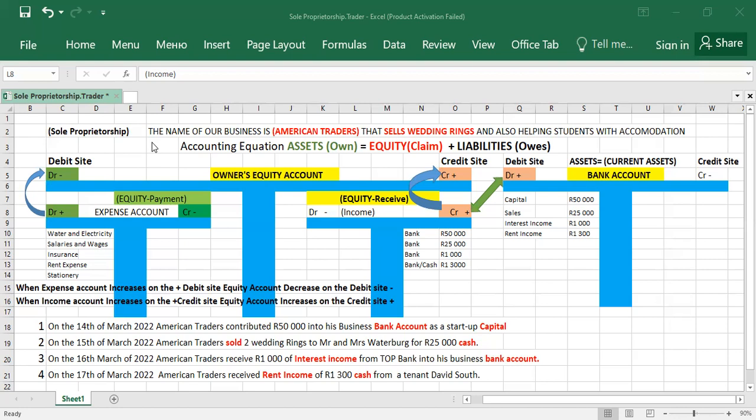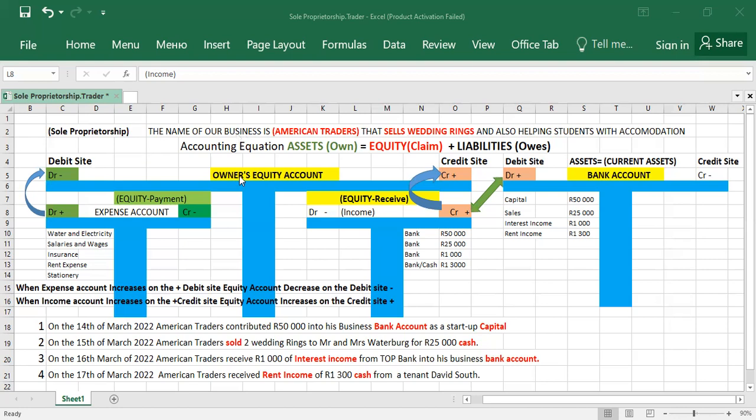Now, I made some transactions today that will aid us to understand how a sole proprietorship or sole trade business operates. The name of our business is American Traders, that sells wedding rings and also helps students with accommodations.